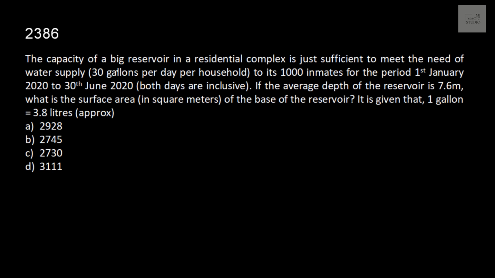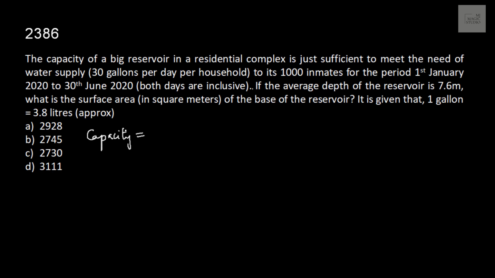The capacity of a big reservoir tank in a residential complex is just sufficient to meet the need of water supply, 30 gallons per day per household, to its 1000 inmates for the period 1st January 2020 to 30th June 2020. What should be the capacity of the reservoir?